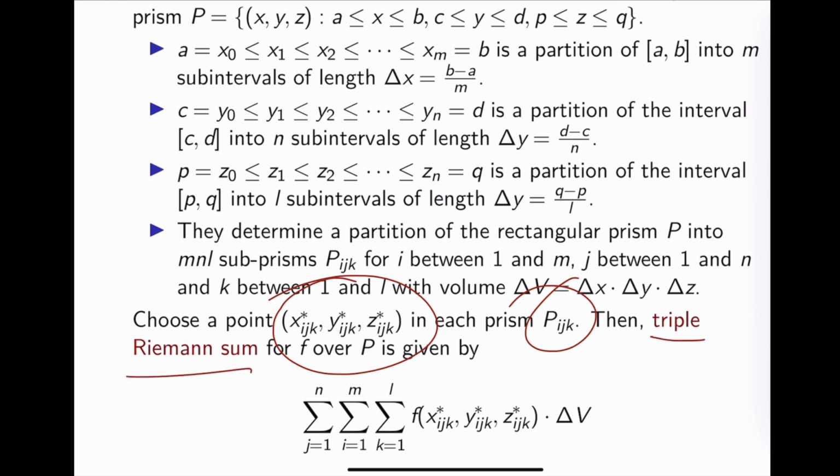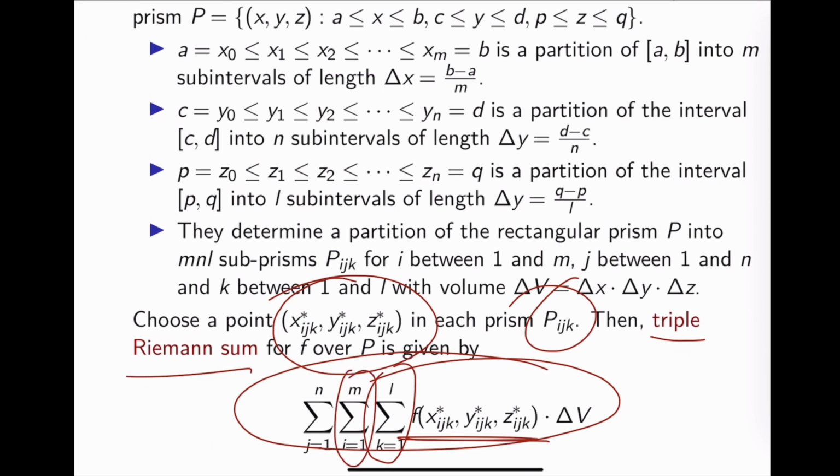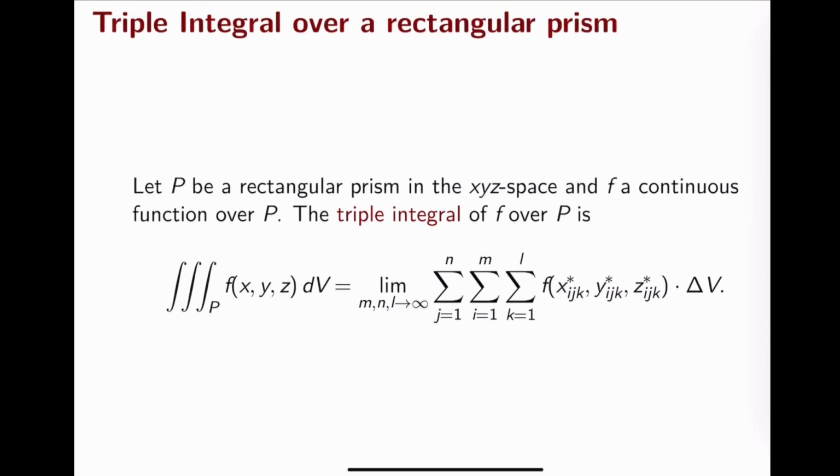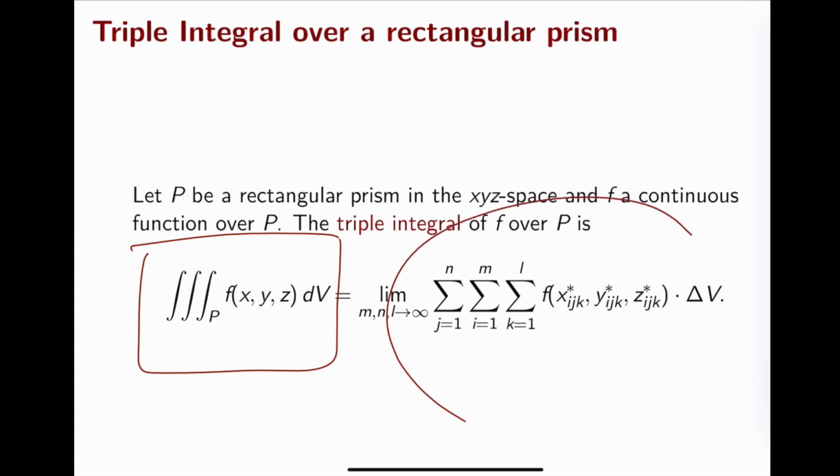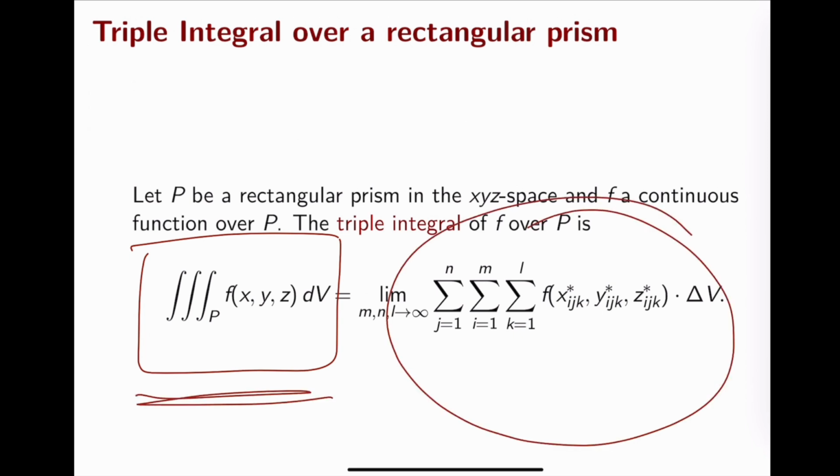And so, as before, we can choose a point in each of the small prisms, and we can define the triple Riemann sum as the addition of the function evaluated at those points, where the variables travel through the whole partition. And then when we consider a partition big enough, let's say when m, n, and l go to infinity, this is going to be the definition of the triple integral of the function. So when we get a subdivision where the little prisms are small enough, then in the limit, the result of this sum is going to be the triple integral.